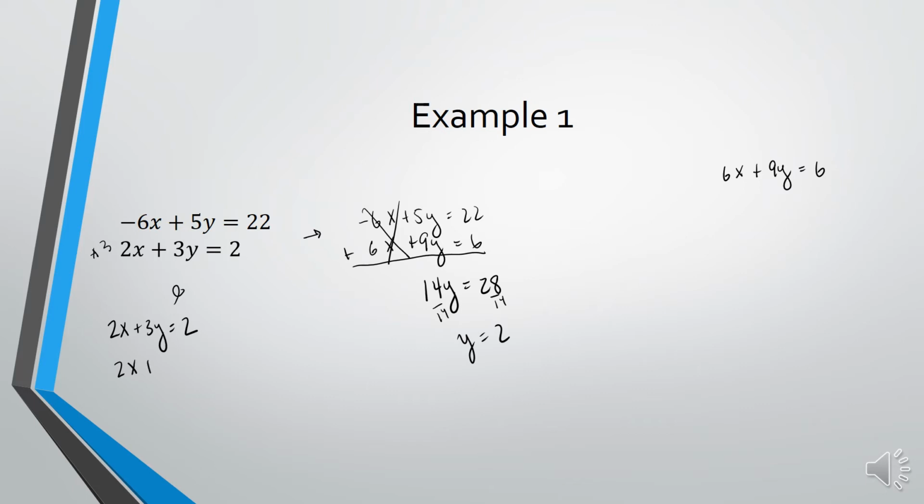So 2x plus 3 times 2 equals 2. 3 times 2 is 6. So I'll subtract 6 from both sides and get 2x equals negative 4. And then divide both sides by 2, so x equals negative 2. So our solution this time was negative 2, 2.